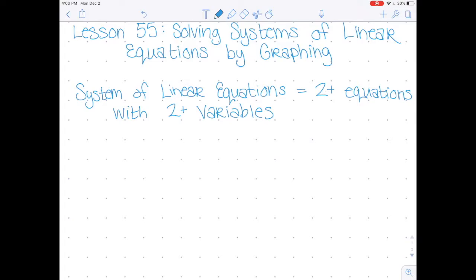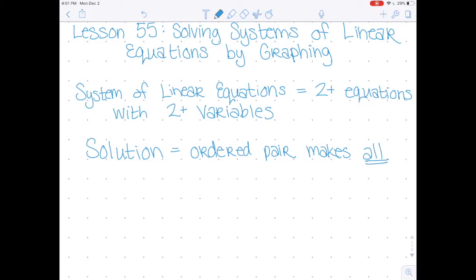Okay, so then a solution to a system of linear equations is an ordered pair that makes all the equations true. So a solution is an ordered pair that makes all equations true. It has to work for all equations.